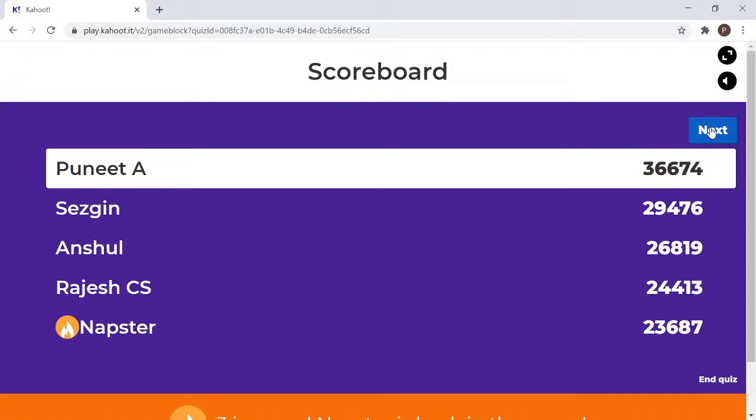Napster seems to be on fire, which is really good. But yeah, everyone is holding their position strong.